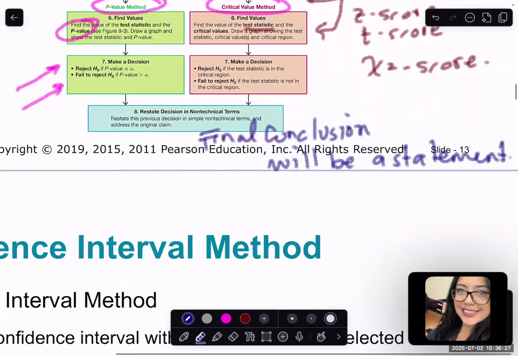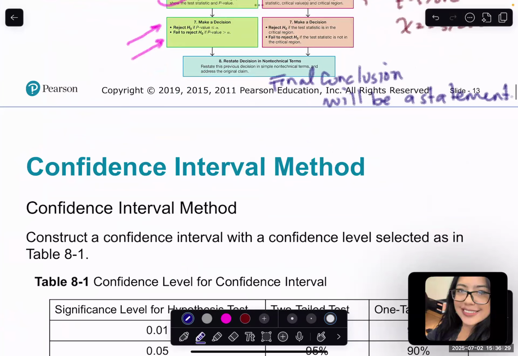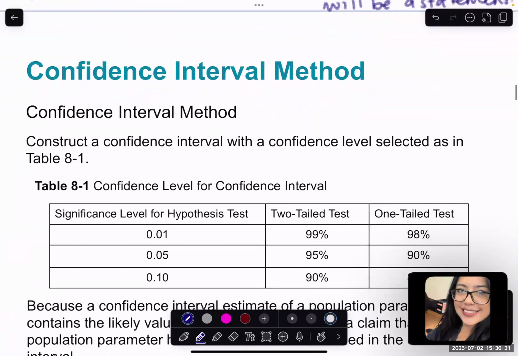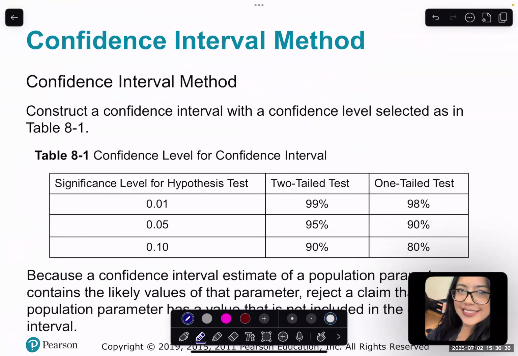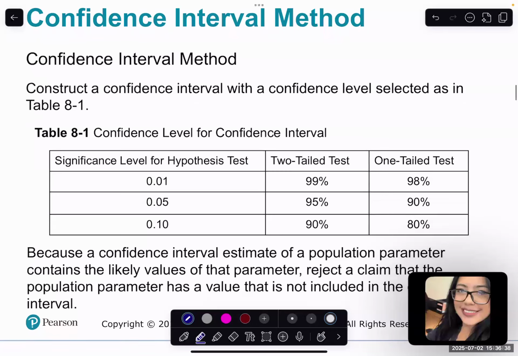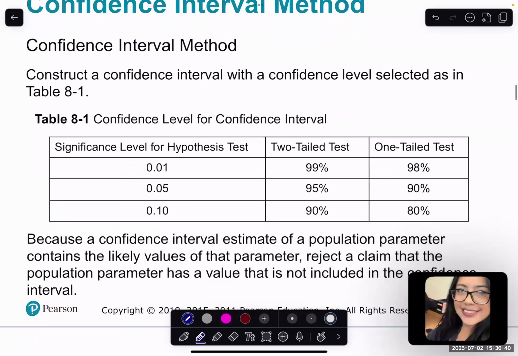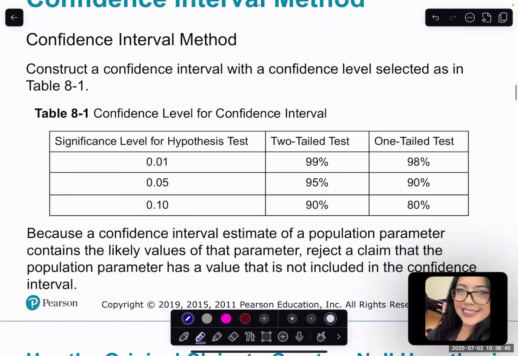Okay, so you're going to finalize with a statement. So let's look at the confidence interval method. Construct a confidence interval with a confidence level selected from table A-1. So this is table A-1, using the confidence level for a confidence interval.